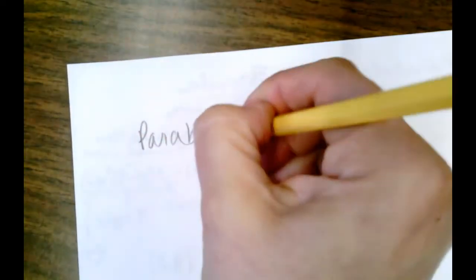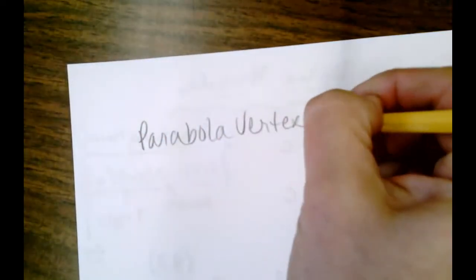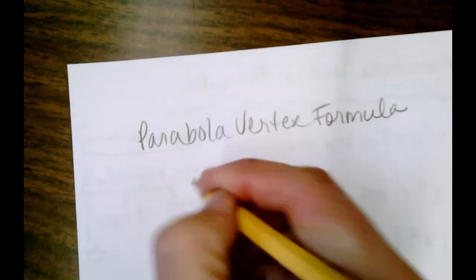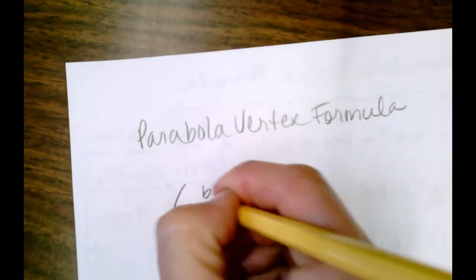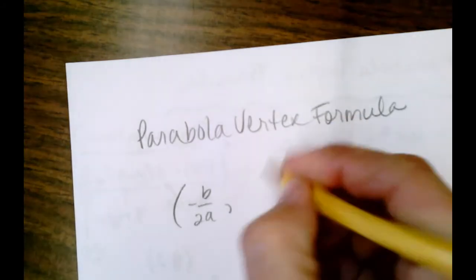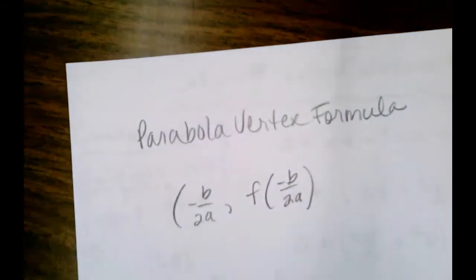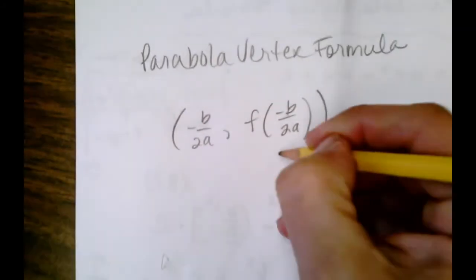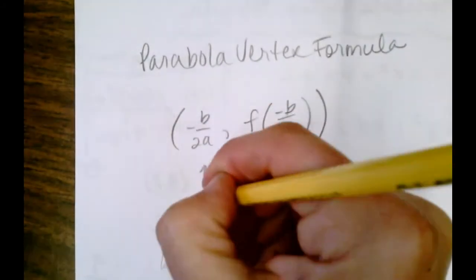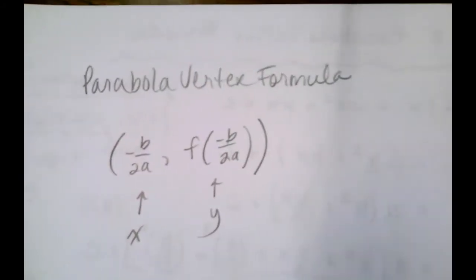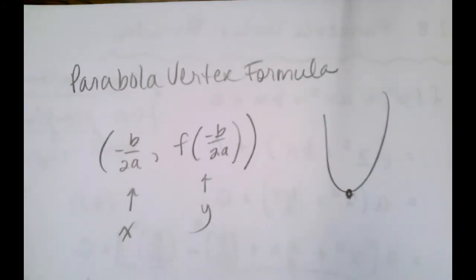So in your book, you will find the vertex formula, the parabola vertex formula, as negative b over 2a, comma, f of negative b over 2a. So this is your x, and this is your y, and that gives you the vertex of your parabola, that point.